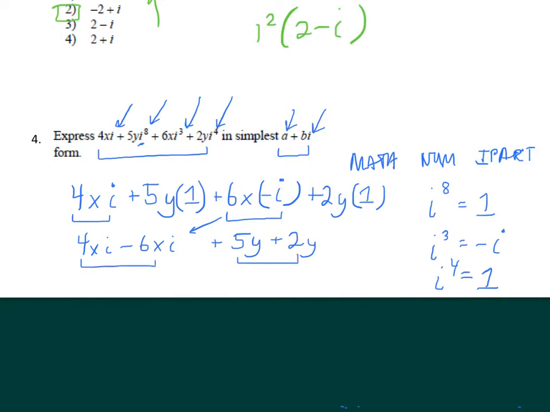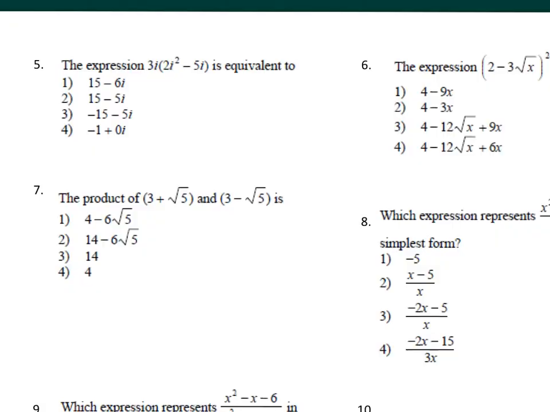What I've done is group these so that I'm adding like terms. The one thing I have to watch out for is they wanted it in a plus bi form, so I'm going to take my terms without the i, which is the 7y, and then 4xi minus 6xi is negative 2xi. So my answer is right here, 7y minus 2xi. All right, next, number 5. Number 5, straightforward, right in the calculator, would give us negative 15 minus 6i.